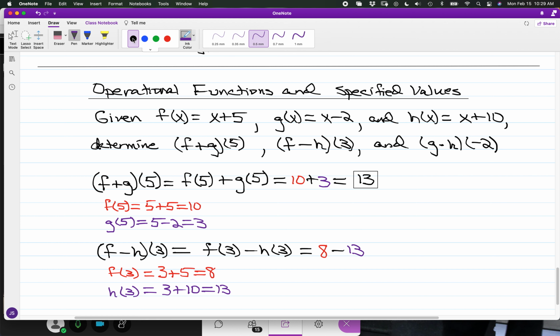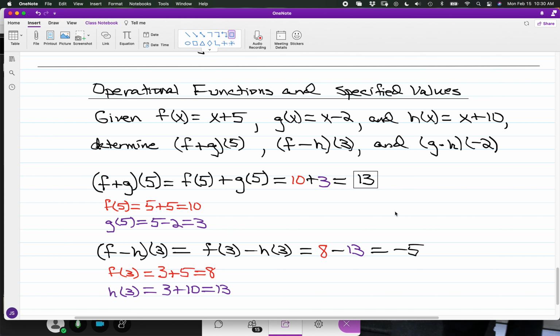And here we have 8 minus 13, which will come out to negative 5. So f minus h of 3 comes out again to f of 3 at 8 minus h of 3, which we have the subtraction of 13. And so the overall result is negative 5.